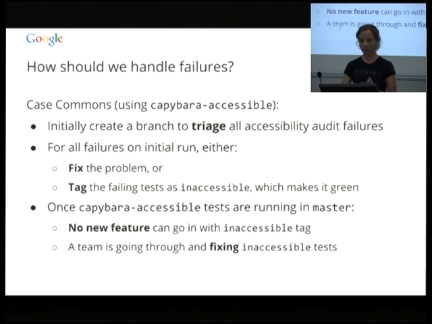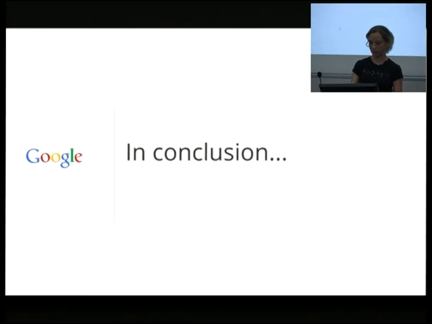So once they've actually finished that branch now, so they have merged that branch back into master. So from now on, the state is no new feature can go in with an inaccessible tag. So the time of inaccessible tags has run out, you can't add any more. And a team is going through and fixing those inaccessible tests. So over time, there will be no more inaccessible tags.